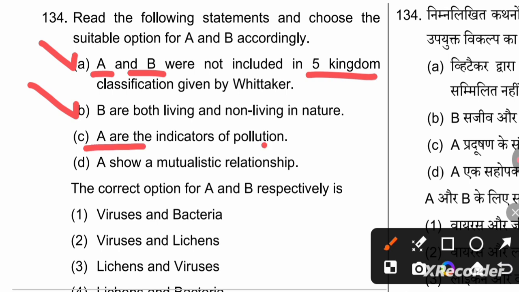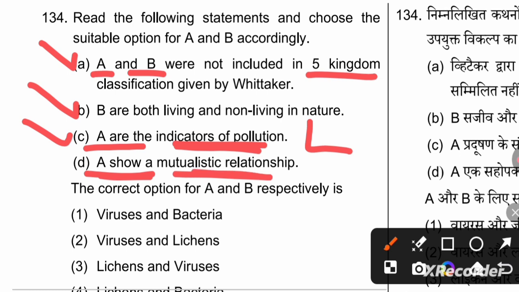A are the indicators of pollution. So lichens are the indicators of pollution. A shows a mutualistic relationship between algae and fungi. So these are the two characteristics of lichens, and B is a characteristic of virus. So the answer for this question is virus and lichens. A are virus and B are lichens.